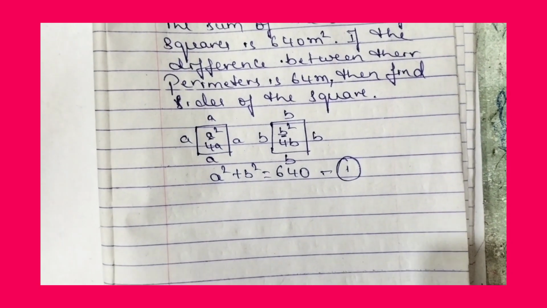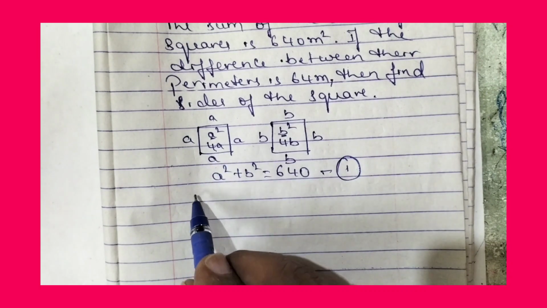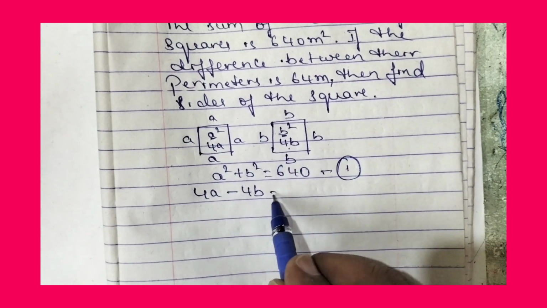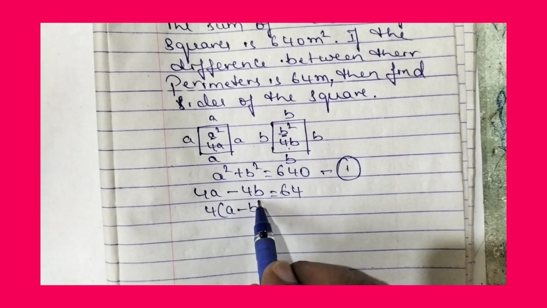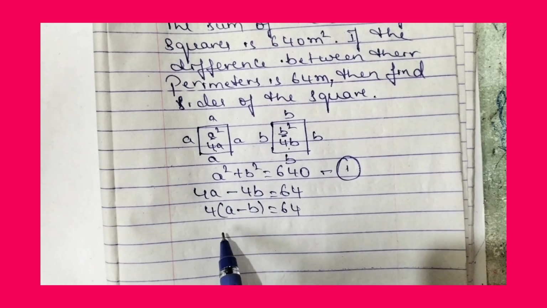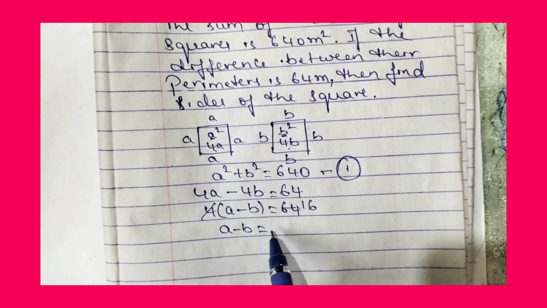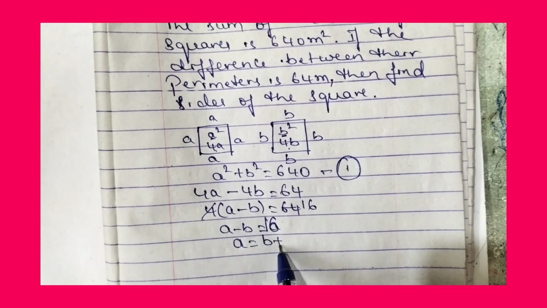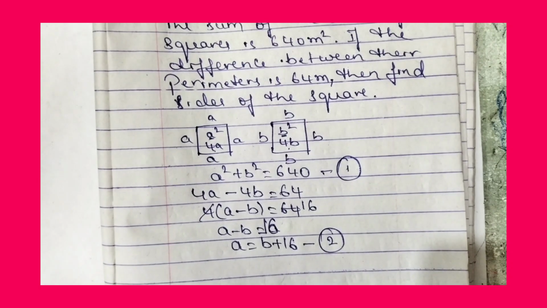Now the difference between their perimeters is 64. What is the perimeter of this square? 4a minus the perimeter of this square, 4b, is equal to 64. Taking 4 common, a minus b is equal to 64 divided by 4, which is 16. So a minus b is equal to 16, so a is equal to b plus 16. You call it equation 2.